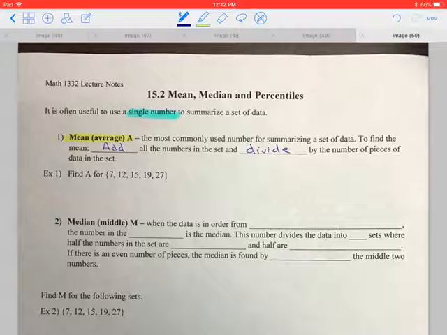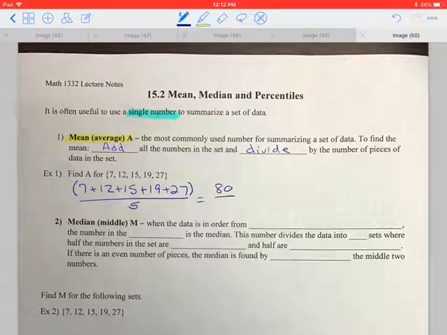So if we look at example 1, if we wanted to find the average of these 5 numbers, we would start by adding them all together. And then we would divide by 5, since there's 5 pieces or 5 numbers in my set. Now when you put this in your calculator, if you do it all at once, you do need to put parentheses around here. Or you can go ahead and add the top first and get 80, and then just do 80 divided by 5, and you should get 16.